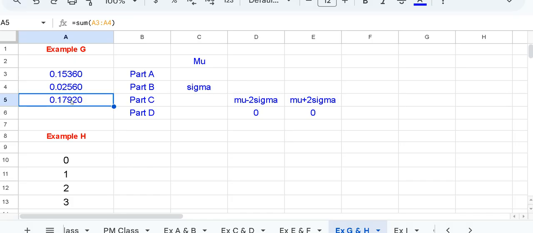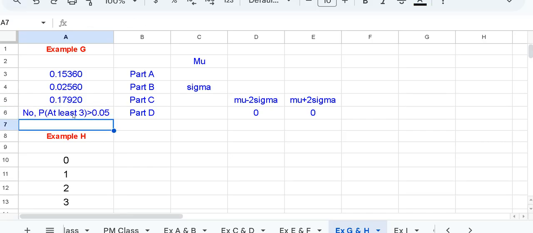No. No, not the cumulative probability here. So no. The probability of at least 3 is greater than 0.05. So no, it's not. Nice.